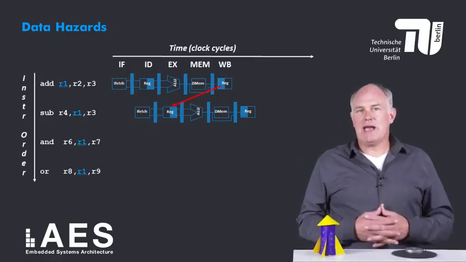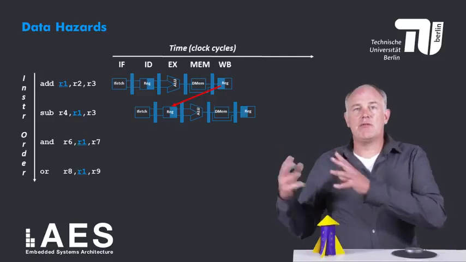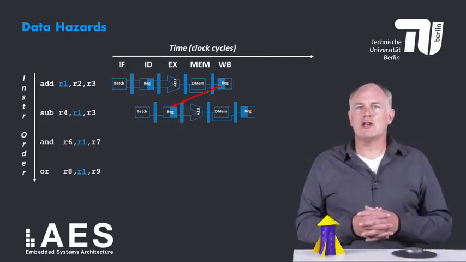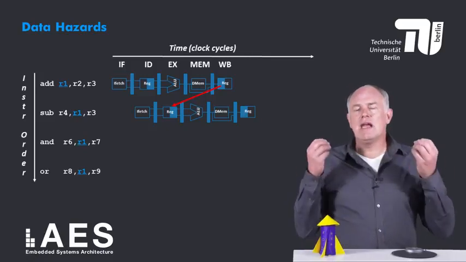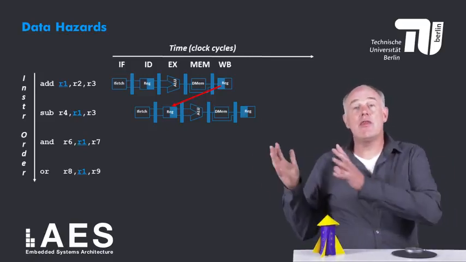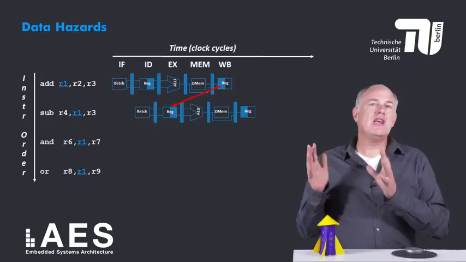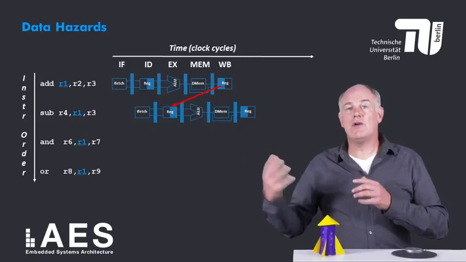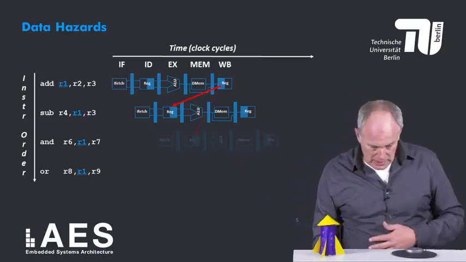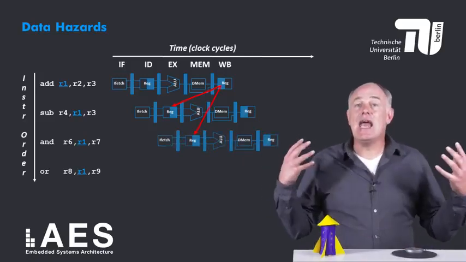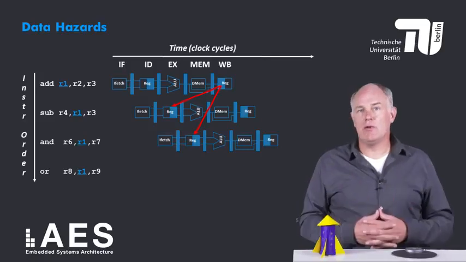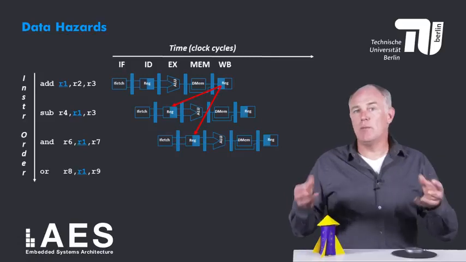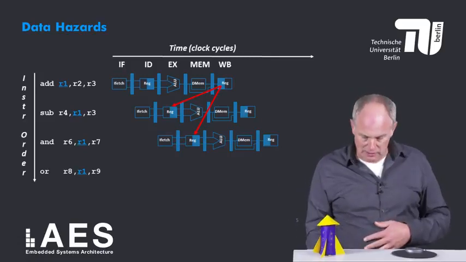The add writes back its result to R1 during the 5th clock cycle, during its write back stage, but the subtract instruction reads R1 during its instruction decode stage in the 3rd clock cycle. This means that the subtract will read the wrong value, an old value of R1. Similarly, this AND instruction will also read the wrong value for R1, since it reads the register file in clock cycle 4, but R1 is only written in clock cycle 5.